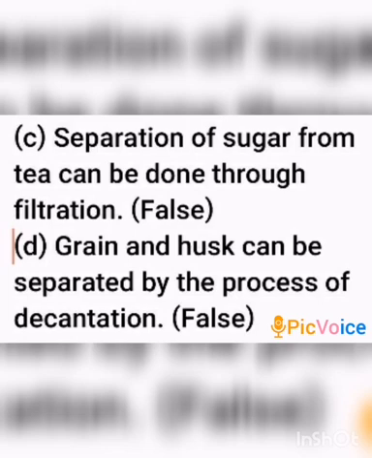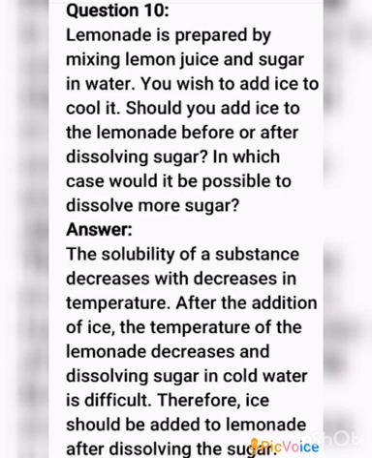Okay, next. D. Grain and husk can be separated with the process of decantation. What's the answer, children? It's also a false one. The answer is false. So then the last question, the 10th one.